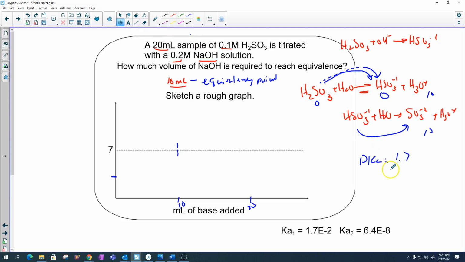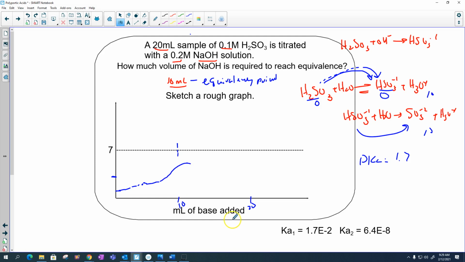What does that mean? It means that when the concentrations are actually equal, the pH is 1.7. That's my half equivalence point. So I'm going to start relatively low, and it's going to start creeping up here, and it's right about here. I'm going to have a half equivalence point, and it's going to creep up, and then it's going to have a little bit of a bump.